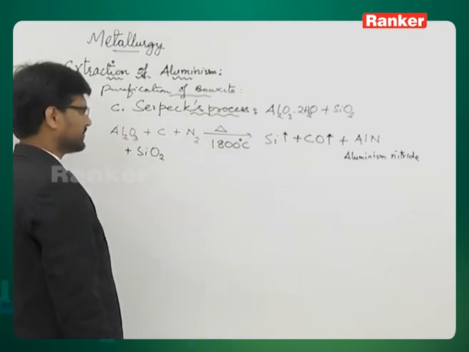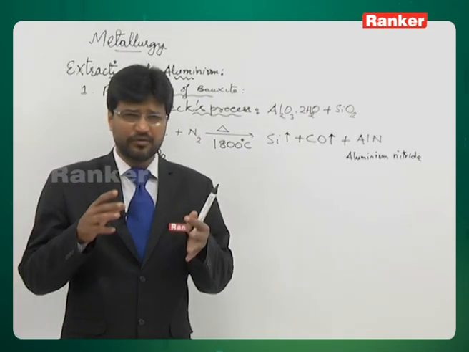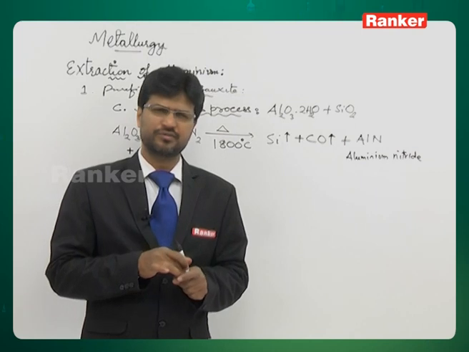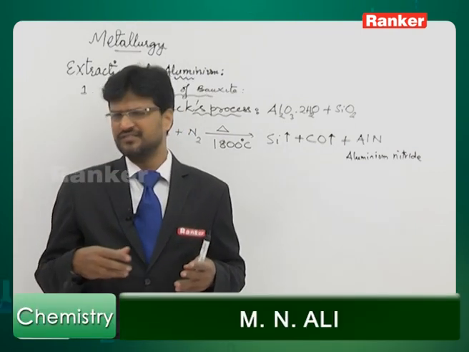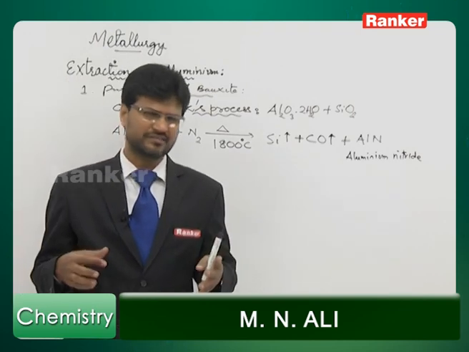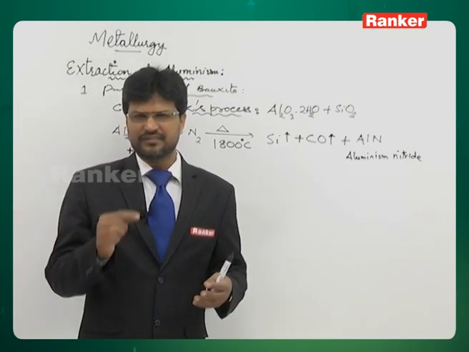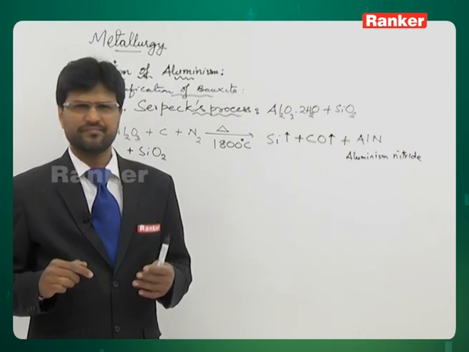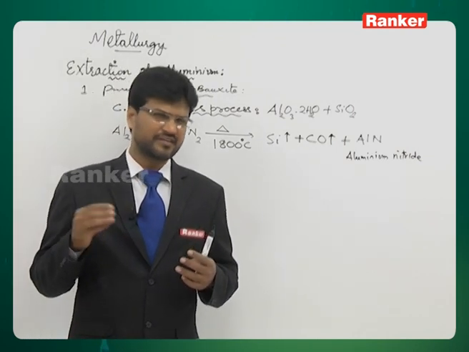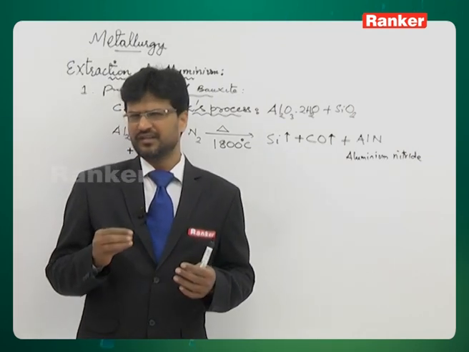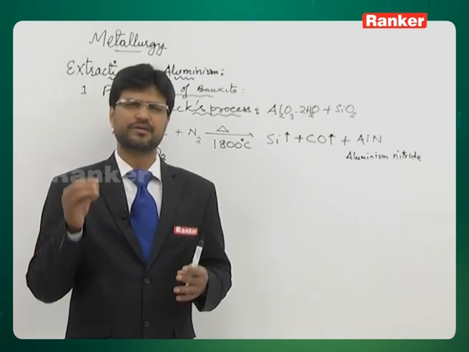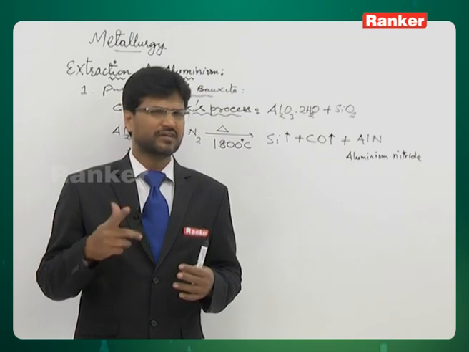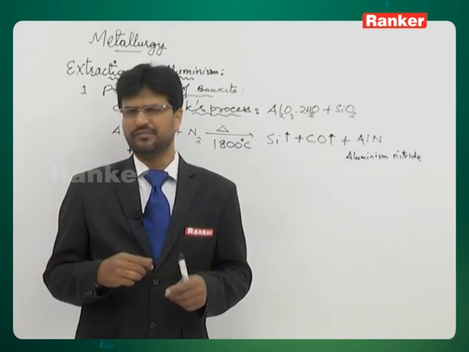Now, I'll repeat. The powdered ore containing SiO2 impurity is mixed with coke and heated to 1800 degrees Celsius in an atmosphere of nitrogen gas. Coke will reduce both SiO2 and Al2O3. SiO2 is reduced to Si, which escapes out as volatile fumes. Al2O3 after reduction will get a chance to react with nitrogen to become AlN. AlN is left out, carbon monoxide and Si escape out.